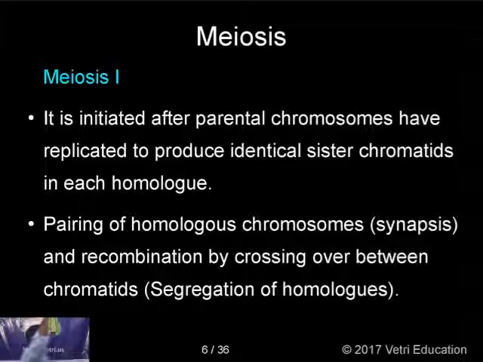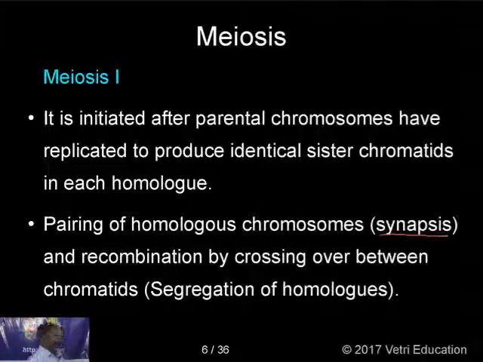Meiosis 1 is initiated after the parental chromosomes have replicated to produce identical sister chromatids in each homologue. Then come pairing of homologous chromosomes, synapsis, and recombination by crossing over between the chromatids. Again, the detail I will tell you later. So these are the changes that take place in meiosis 1. The very important thing is synapsis. The homologous chromosomes come together.